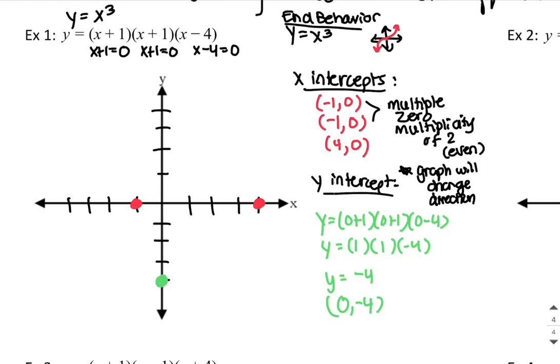I know that as I go to the left and plug in bigger and bigger negatives, I'm going to get bigger and bigger negatives for my highest power, x cubed. So I'm going downwards to the left, and that's what I see in my end behavior here. As I go to the right from my endpoint, I'm going to be going upwards. So I should be going in 2 different directions since I have an odd power.